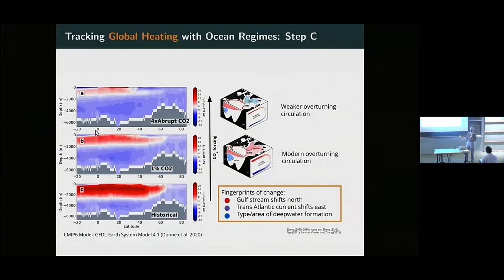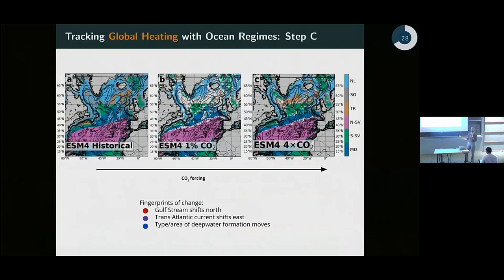But the question now is, can we understand why? And for knowing why the overturning is weakening, there are some signals that you can look for that are pretty well established. For example, this is a pretty strong overturning modern day picture, while up here you have a weaker picture where the Gulf Stream shifts north. This heat delivery across the basin doesn't go as far north, and you have a different area where deep waters are formed. So these 3 fingerprints are something that I can now look for.